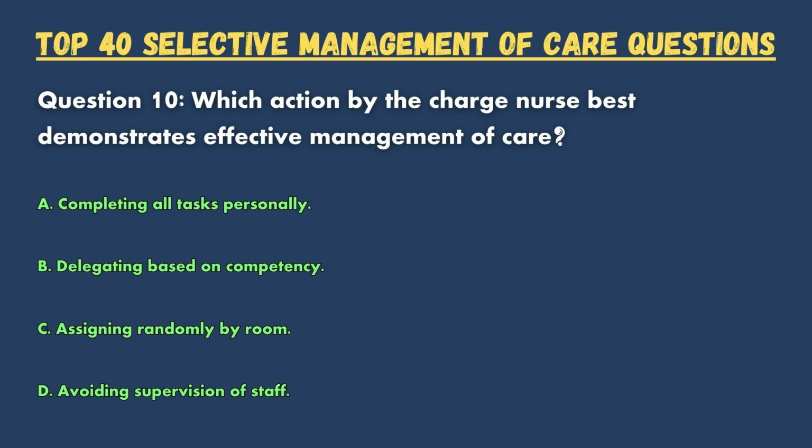Question 10. Which action by the charge nurse best demonstrates effective management of care? A. Completing all tasks personally. B. Delegating based on competency. C. Assigning randomly by room. D. Avoiding supervision of staff.